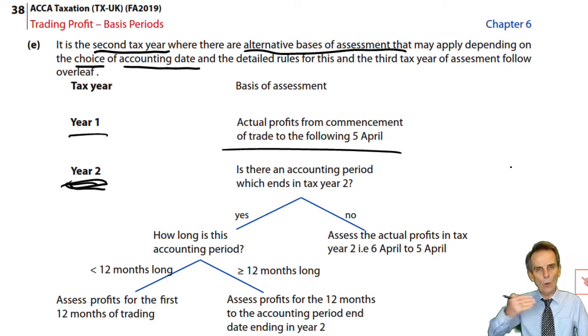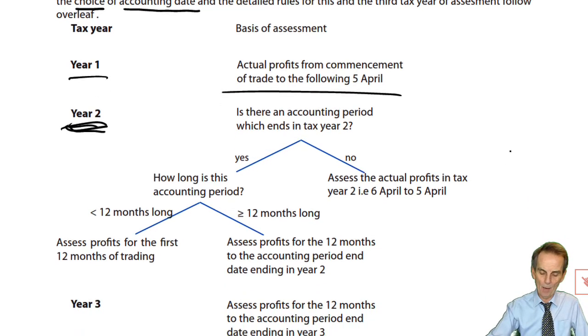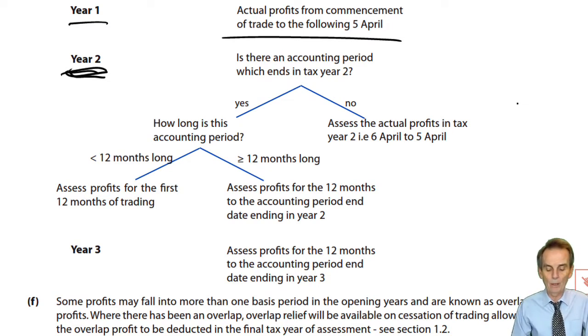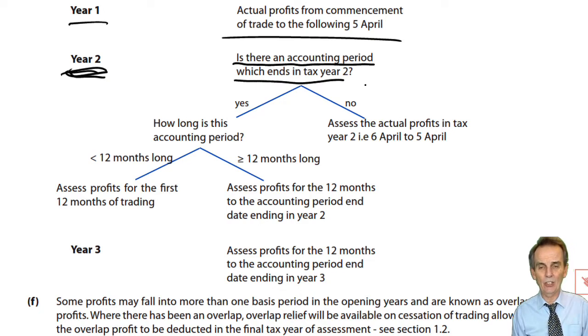And we have to go through this in a set order to determine which basis of assessment will be used. And we do it to begin with by asking a question. There's going to be a series of questions that we pose. The first one, simple. Is there an accounting period which ends in that second tax year? Now, I haven't said accounting year, I've said an accounting period.